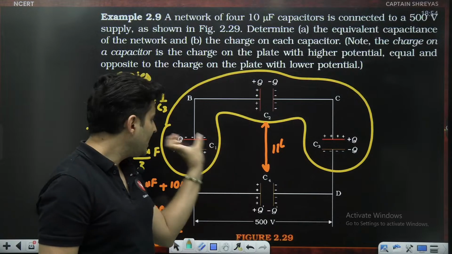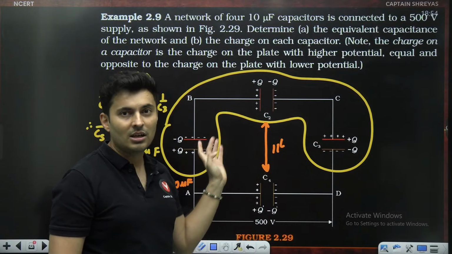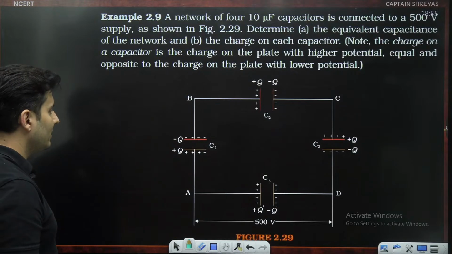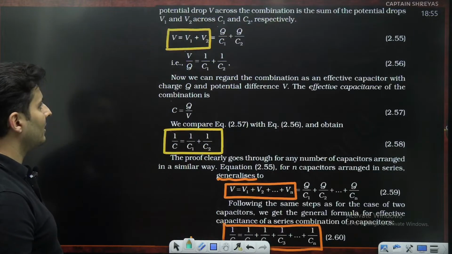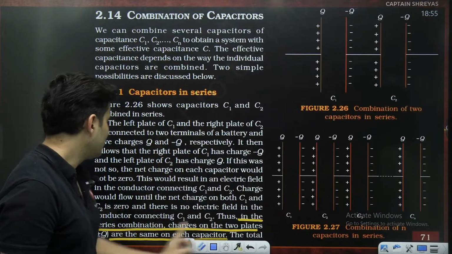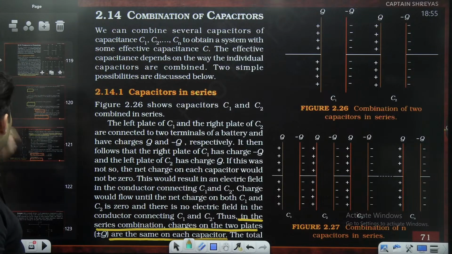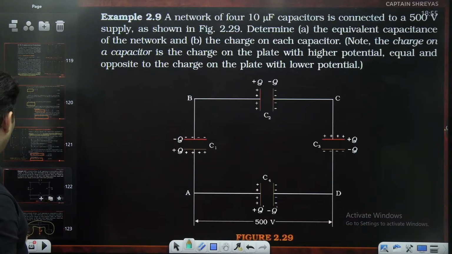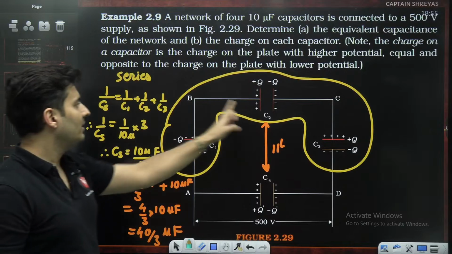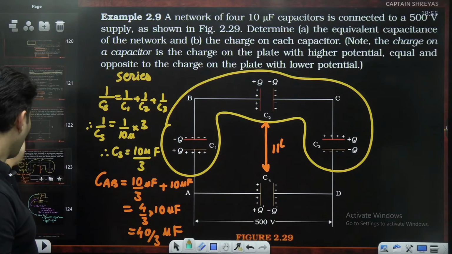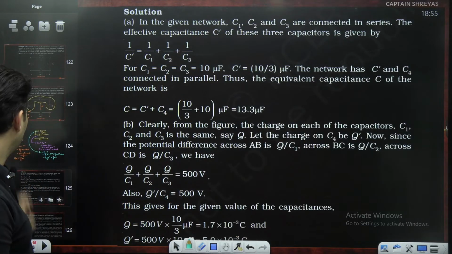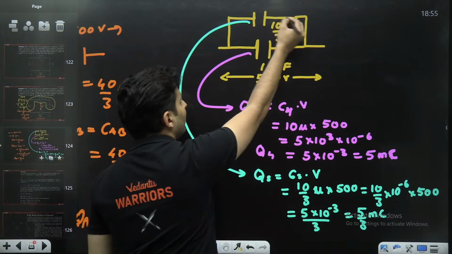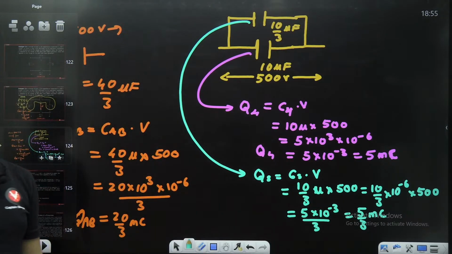in series, each one of them would have the same charge. Because remember, when you take series capacitances, the charges are the same. That's what I have told. So just use that concept. Hence, all the capacitors on the top, this one and these two, have the same charge. That's how you do it. Is that clear? So in series, all the ones on the top have 5 by 3 millicoulomb. Clear, my dear warriors? Understood?